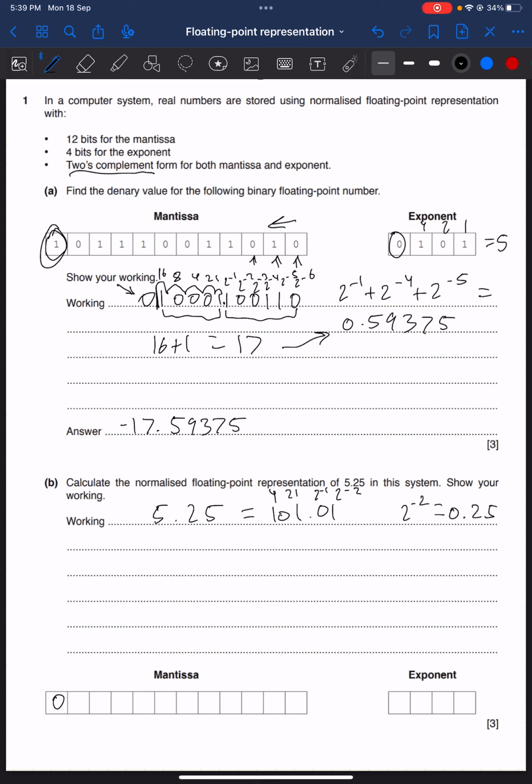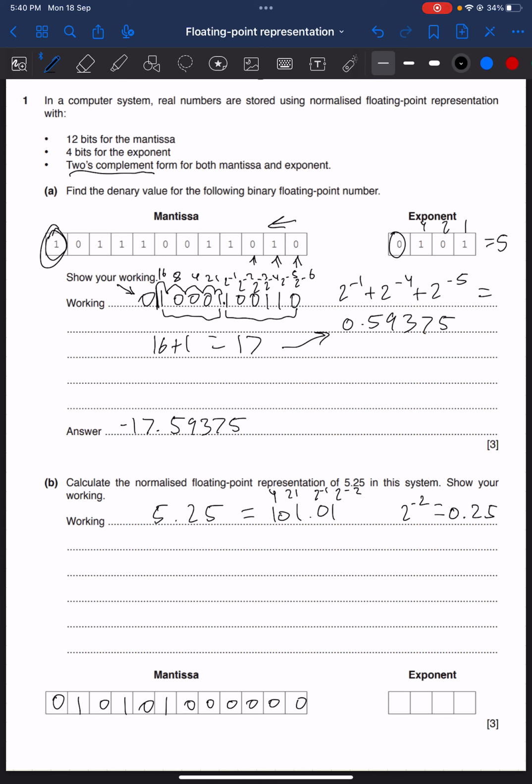Since this is a normalized floating point, there should be no leading zeros and no leading ones. So the first two bits should be different. So we know that it starts with 0, 1, 0, 1, 0, 1, and the rest we just put zeros.